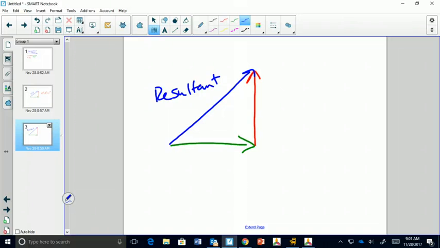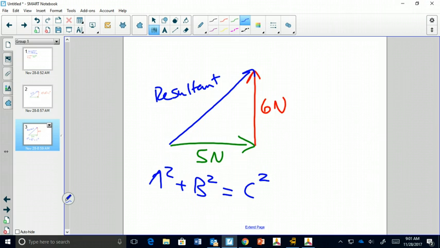If I wanted to find that R, I would use that Pythagorean theorem you all just said, right? If I knew that this was 5 newtons and that this was 6 newtons, could I calculate and find the number for the resultant? We could, right? It would simply be a squared plus b squared equals c squared. If I solve this all out, it would be that c equals the square root of 5 squared plus 6 squared.